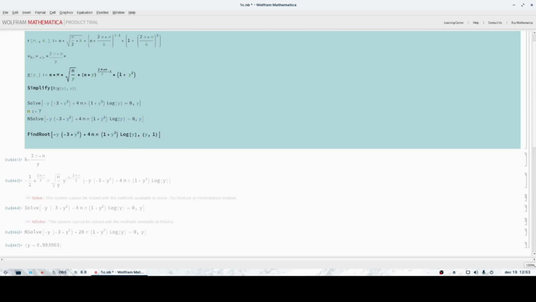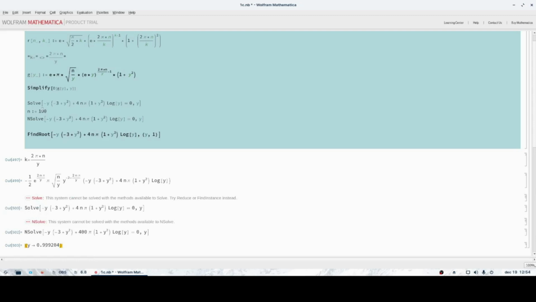What if n is 7? 0.98. 8 factorial, 0.99. It seems that the root of this equation is 1. So y equals 1. That was 100 factorial. Okay, it's near 1.